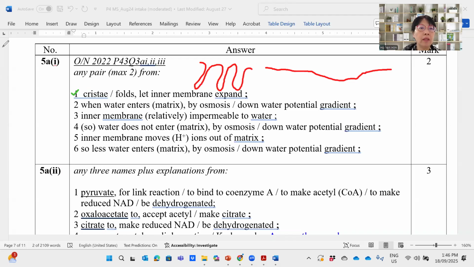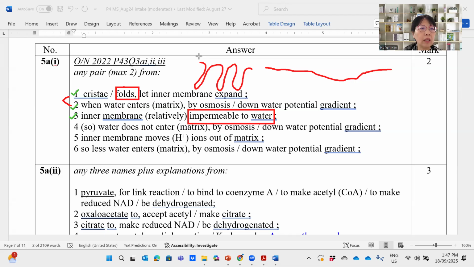So that's the first marking point. The second marking point: when water enters the matrix by osmosis down the water potential gradient. Point two is related to point one. When water enters the mitochondrion, the outer membrane will burst and the inner membrane will stretch, so the inner membrane does not break. So the first two are related to each other. Then the next one is that the inner membrane is impermeable to water. This is another point already. Folded is the first marking point. Impermeable is a property, the second marking point. Because of that, water can enter.